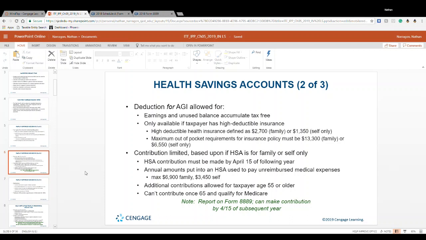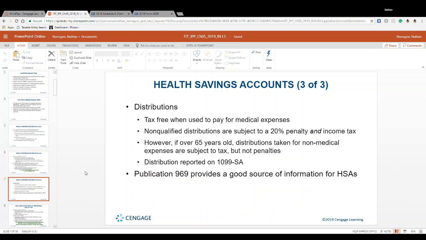back to our PowerPoint. And there's the penalty right there. Sorry about that. So distributions, again, are tax-free when used to pay medical. Non-qualified distributions are subject to a 20% penalty and income tax. So they call it a penalty. It basically is a penalty. However, over 65 years old, distributions taken for non-medical expenses are subject to tax but not penalties. So being a senior, you're okay.